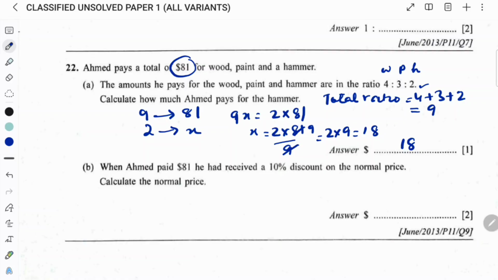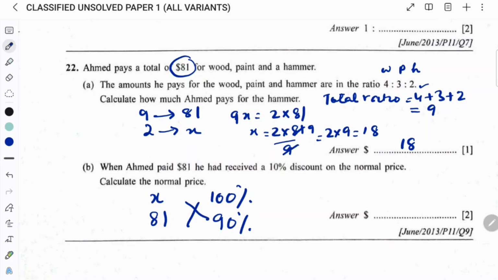When Ahmed pays $81, he received a 10% discount on the normal price. Calculate the normal price. So this is the cost price, sale price type of question. So x is the normal price, which is the original one, which is always 100%. And for 81, he got the discount of 10%, so he pays 90%. If more, then 110% would be there.